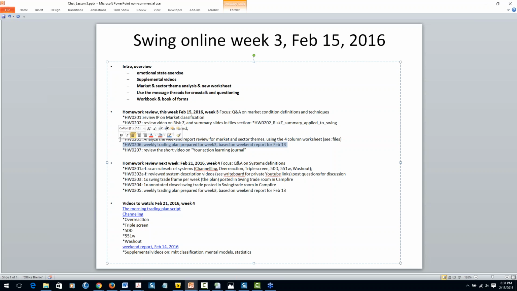Robert, the info paper on market classification is in the files section, and it's also on the swing trade page on tortoisecapital.net.